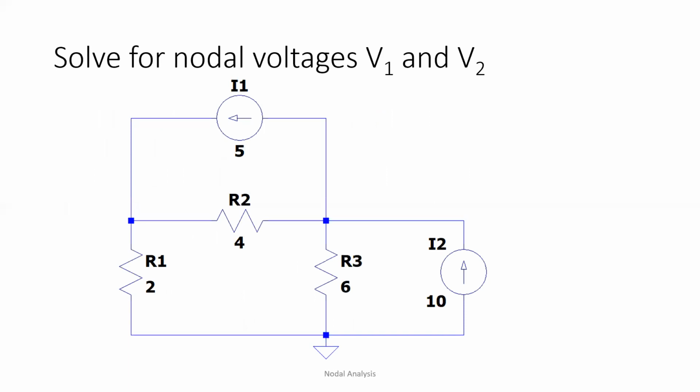As an example, let's have this circuit diagram. Solve for nodal voltages V1 and V2. Nodal voltages are the voltages at nodes 1 and 2. First, let's count how many nodes there are. 1, 2, 3. 3 nodes. So, the number of nodes is equal to 3. Next, what is the number of equations? The number of equations is N minus 1. Therefore, it's just 2 equations later.